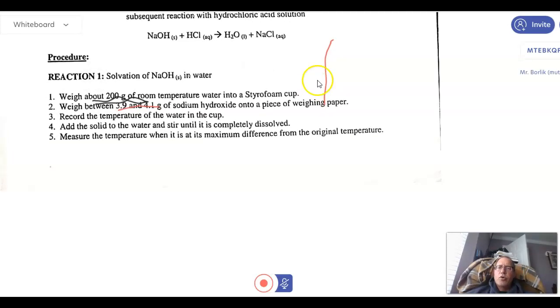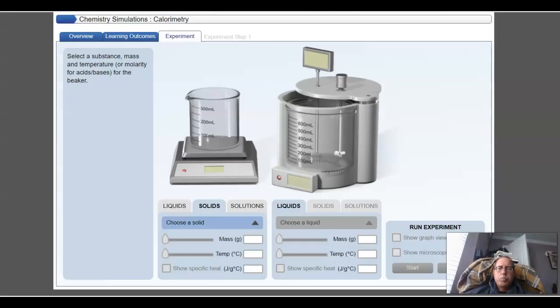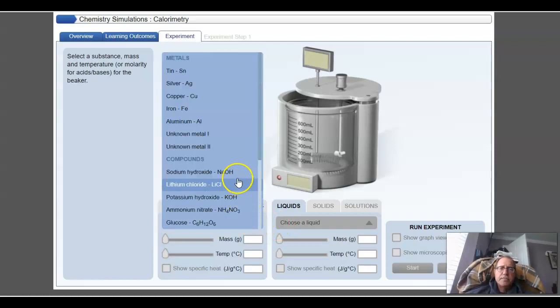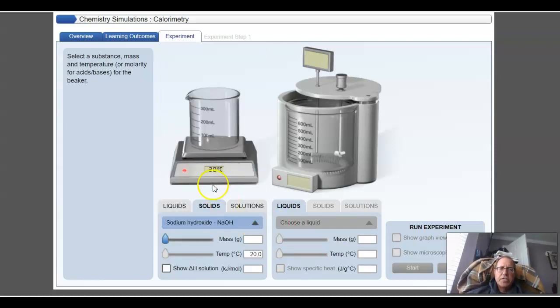So we'll start with 4 grams of sodium hydroxide. You're going to choose your solid, so we'll make it sodium hydroxide. You can see I have the temperature at 20 degrees. I said 4 grams of that, so there's 4 grams. You slide that around. You can show the delta H of solution if you want.